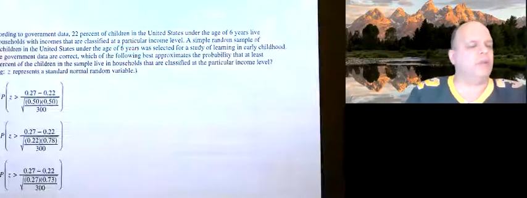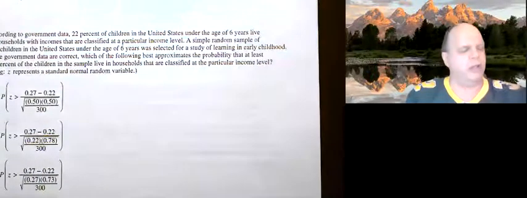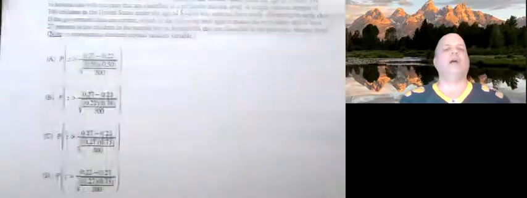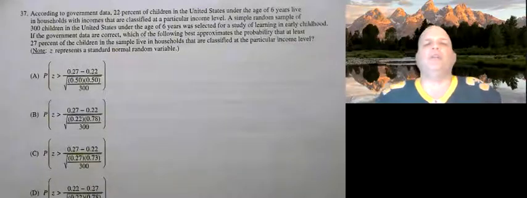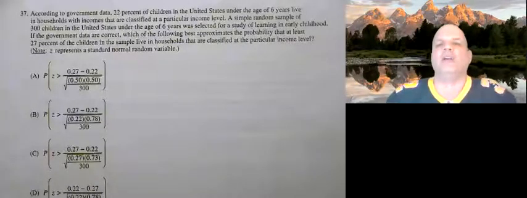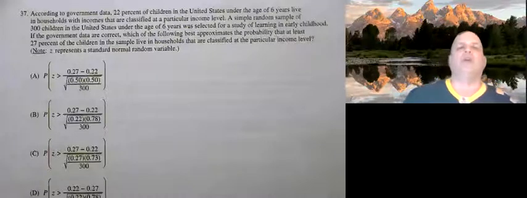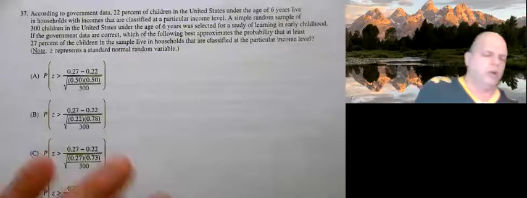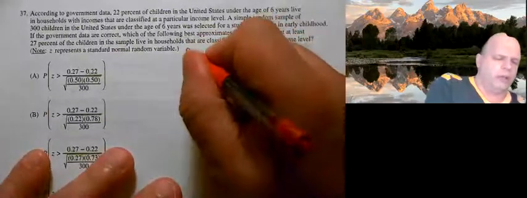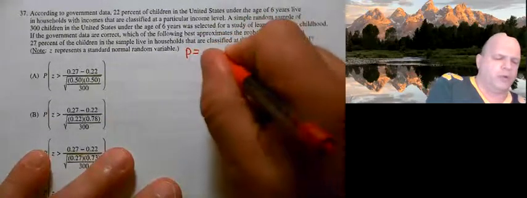Problem number 37. Making sure I didn't skip one, just a second. Did not. So problem number 37. According to the government data, 22% of children in the United States under the age of 6 years live in households that are classified at a particular income. So here's the claim, p equals 0.22.